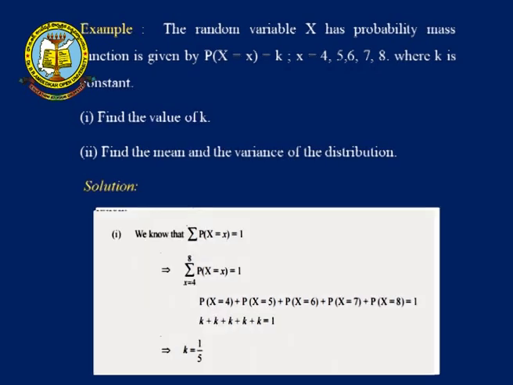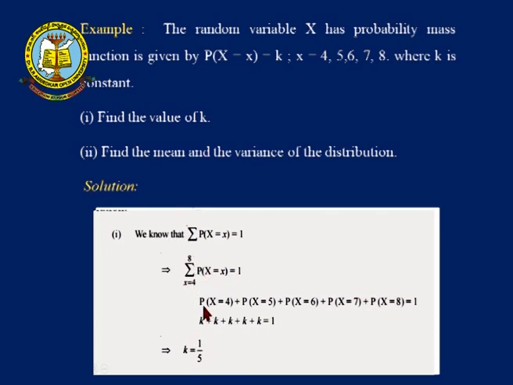Okay. So, we know that the sum of the probability is always 1. That is a very familiar and important condition, everyone knows that. We know that the sum of the probability mass function is equal to 1. So, summing over the variable values, x takes the values 4 to 8, the sum of probability of x is equal to 1.